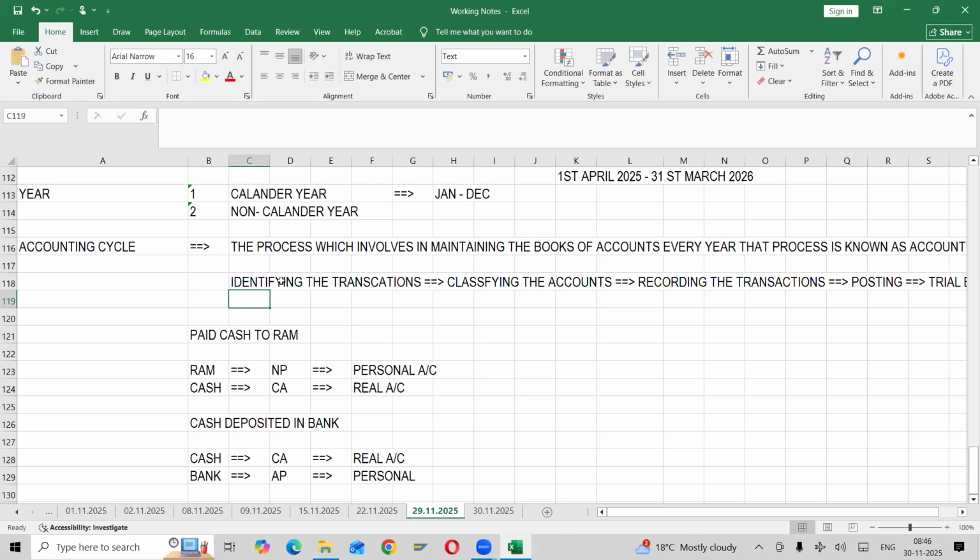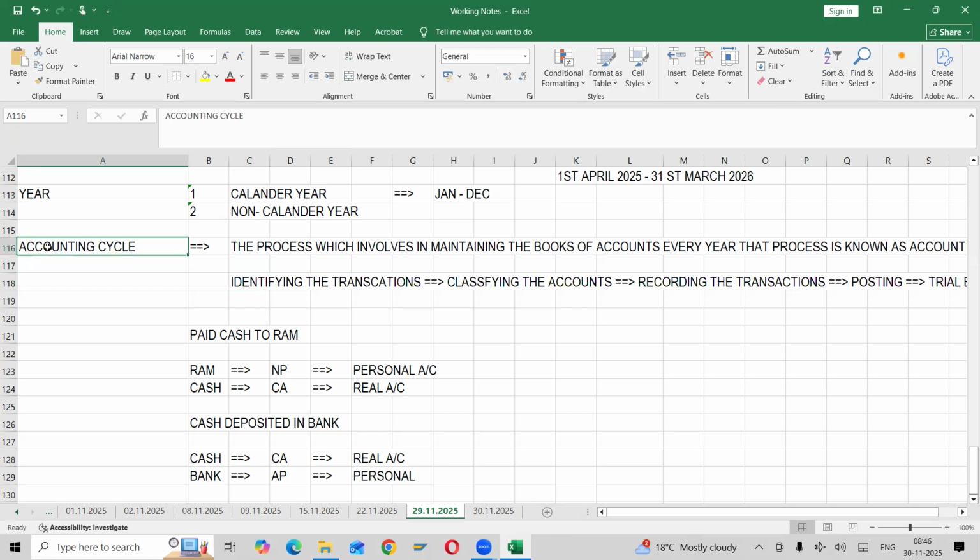Now, understood what is an accounting cycle? Every year we'll start with identifying the transaction, classifying the accounts, recording of the transactions, postings, preparation of trial balance, and preparation of final accounts. Once it's done, the year is closed. Then again next year, we'll start from identifying the transaction, classification, recording, posting, trial balance, and final accounts. Every year we will do this process only, and we call the process an accounting cycle.